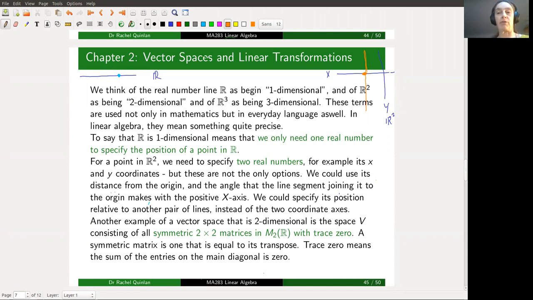So it's a system of objects of some kind, mathematical objects. They might be column vectors. They might be points in space. They might be polynomials. They might be functions. They might be matrices. They can be a variety of different things.